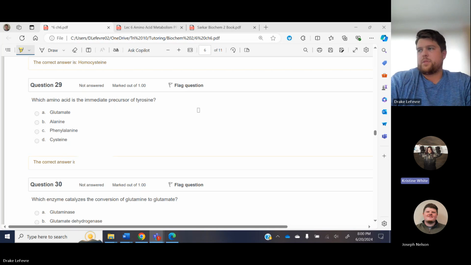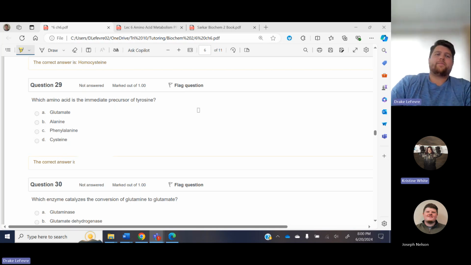Homocysteine's an interesting one though in the long term. I actually have to take a supplement for it because I don't methylate. So.